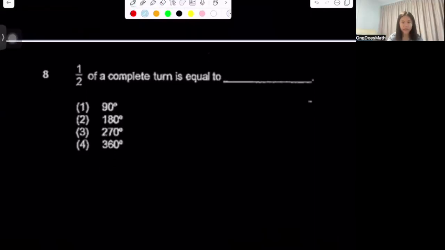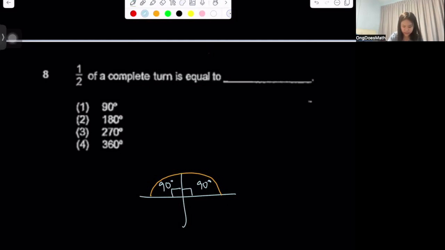Half of a complete turn is equals to. So you may not know what half of a complete turn is, but you definitely know what is a right angle. This is a right angle. So this is 90 degree. This is 90 degree. And in fact, this is half a complete turn. So you're supposed to see a semicircle. So half a complete turn is just 90 degree plus 90 degree, which is 180 degree. Hence, answer is option 2.